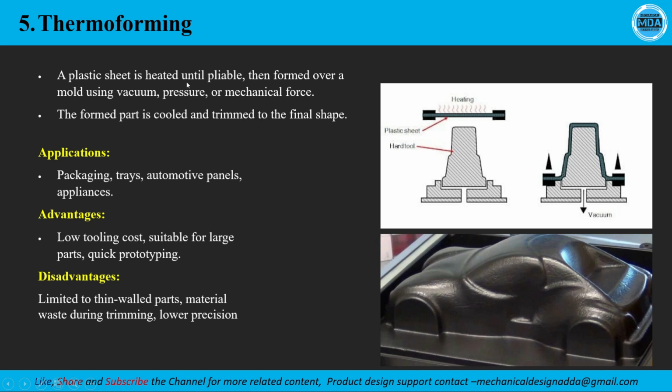The plastic sheet is heated until it is pliable, and then formed over the mold using vacuum pressure and mechanical force. So we place these sheets over the mold, and because the plastic sheet is pliable, it takes the shape of the mold. The formed part is then cooled and trimmed to the final shape. These extra portions we need to trim. The applications are packaging, trays, and automotive panels.